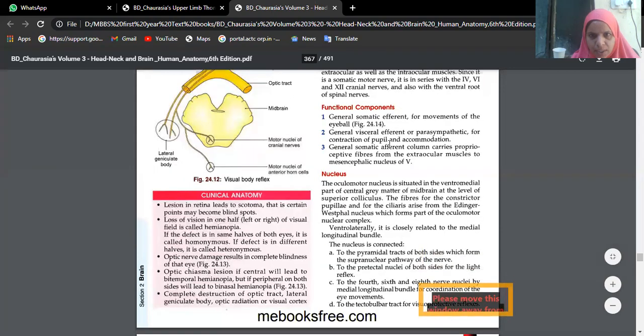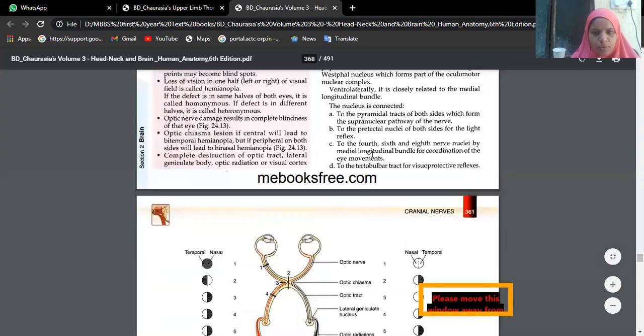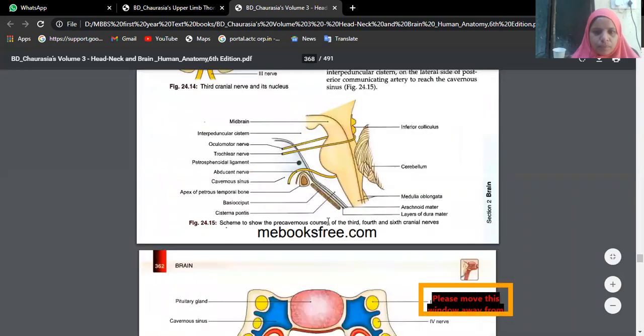muscles. Now see here, if you just look into this picture, see what is this?